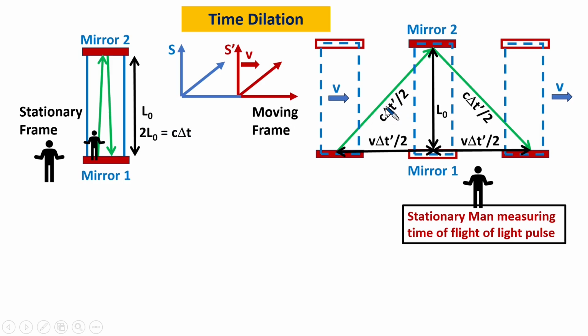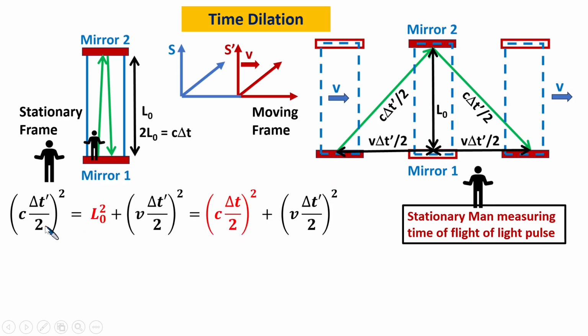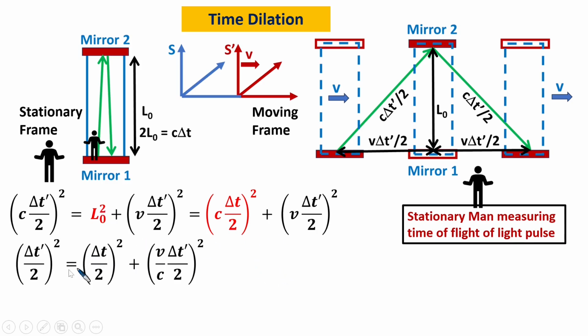Very similarly here, this delta t prime is the time taken in the moving frame. Whenever there is a prime, it is moving, and this vessel is moving with velocity v, so I write v times delta t prime by 2, because this is the time taken for the vessel to move here. If I use the simple Pythagoras theorem, this is the hypotenuse, and this is your base and height, so I write this square plus this square here. And L0 is nothing but, I know L0 is c delta t by 2. From here I get it, and I substitute it here.